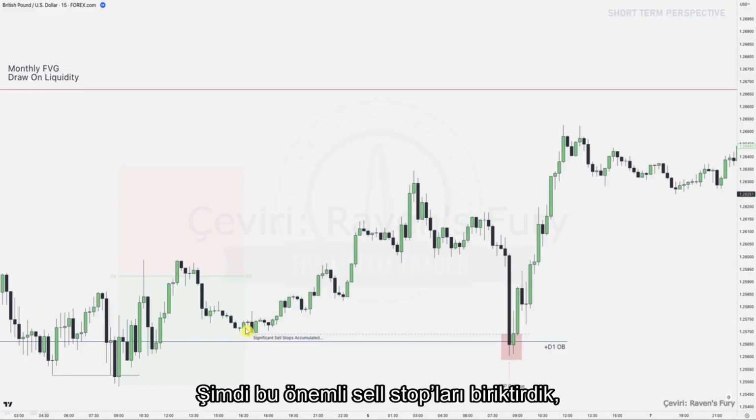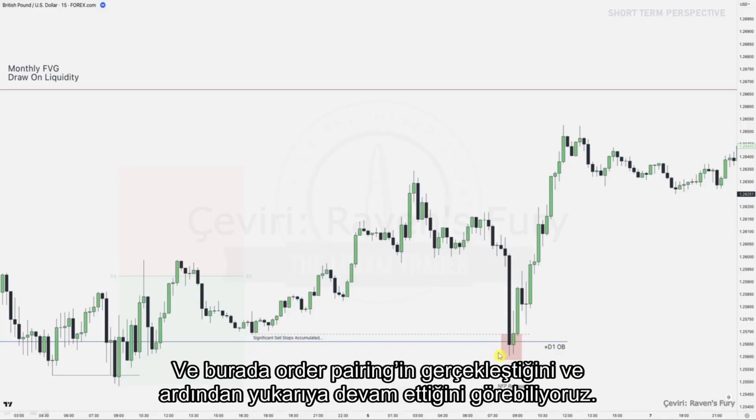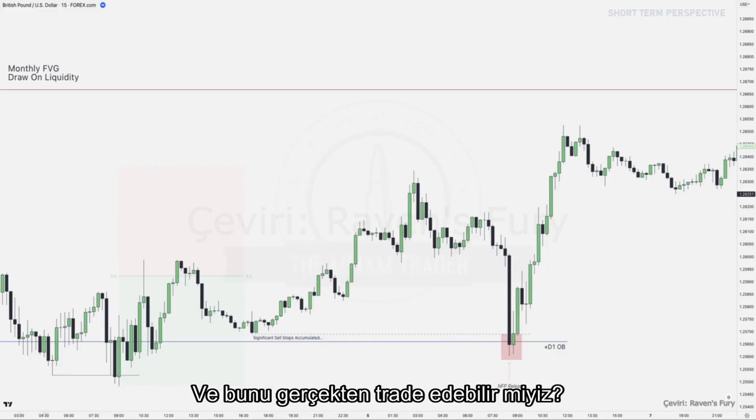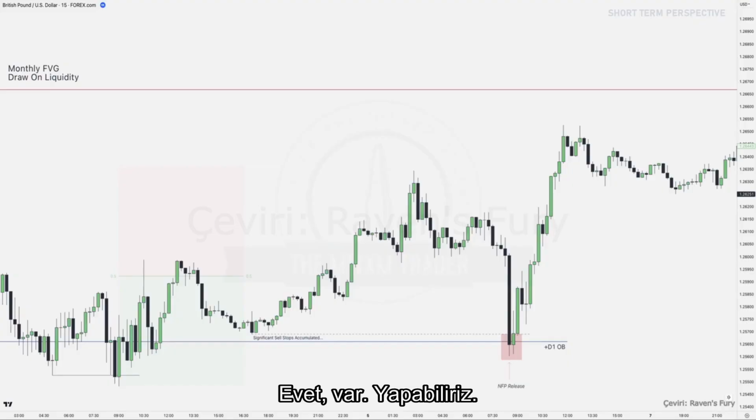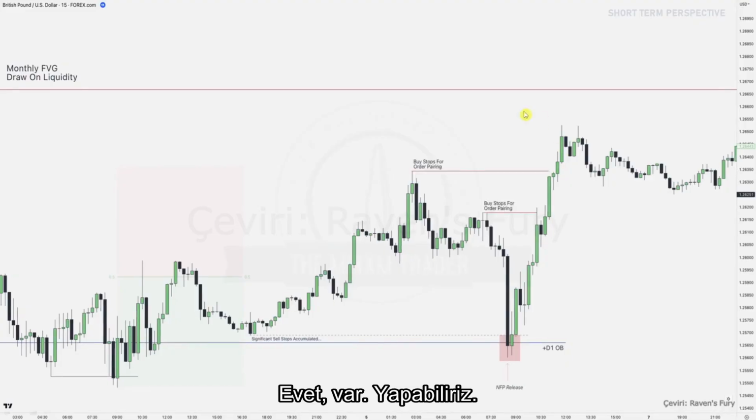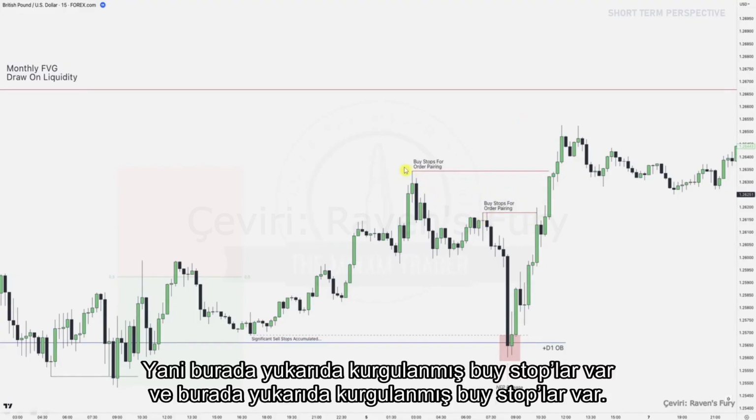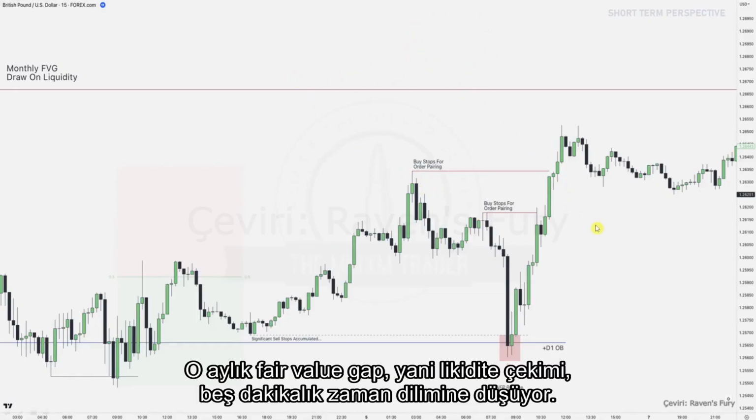So now we've accumulated those significant sell stops, right? We have order pairing below it after that NFP release, dropping down into the daily discount order block, and then over here we can see order pairing happening and then continuation up. So how does that look on a lower time frame, and can we even trade this, and is there an opportunity to get in to go for that monthly drawn liquidity, that monthly fair value gap? Yes, we can. We have some buy stops over here for order pairing. So there are engineered buy stops up here and engineered buy stops up here, and eventually above here, that monthly fair value gap, which is the drawn liquidity.